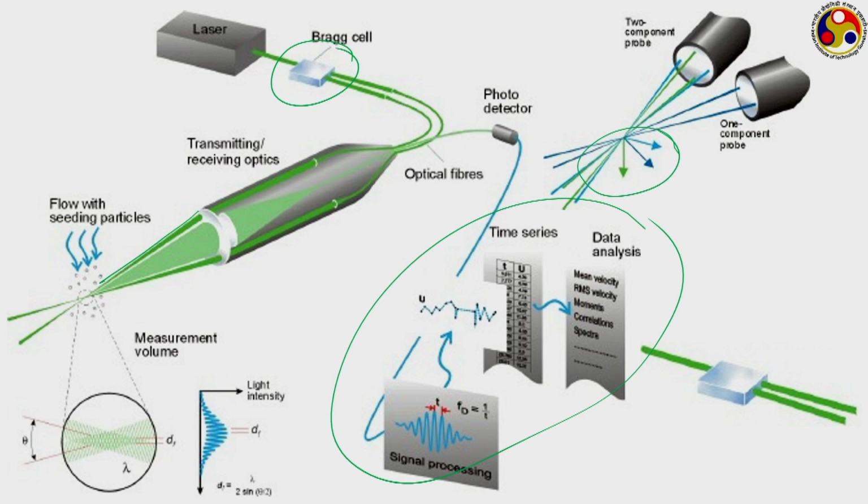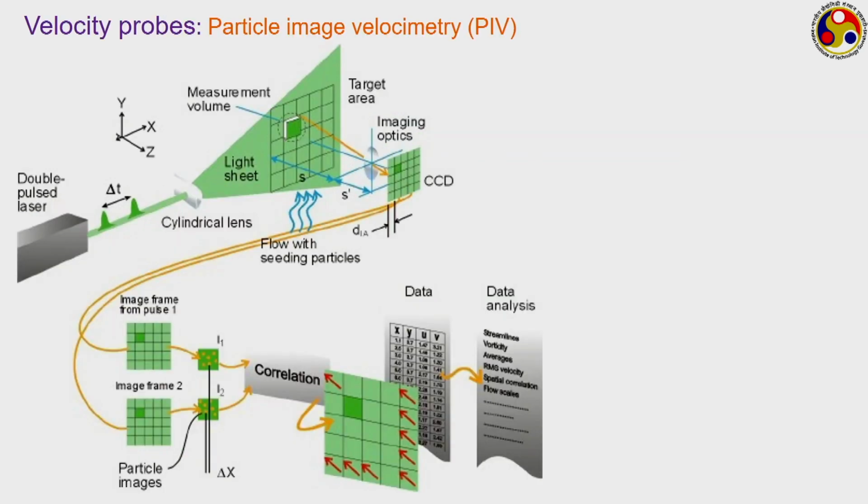An improvement on this LDA is particle image velocimetry, where instead of the scattering principle, we actually use the photographic principle. We produce a double pulse laser like shown here, and that produces a light sheet, and then using some suitable camera like CCD cameras, we get a velocity field, a picture of the velocity field.